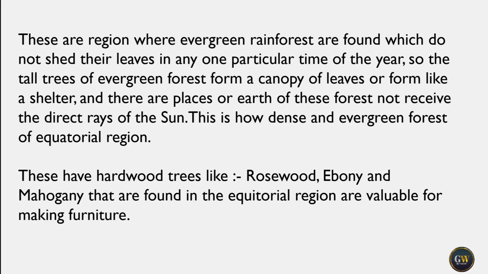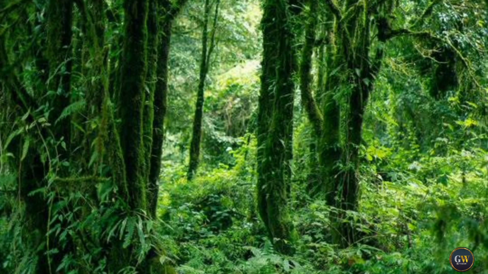These are the regions where evergreen rainforests are found which do not shed their leaves in any one particular time of the year. So they are so dense, and these tall trees of evergreen forest form a canopy of leaves or form a shelter, and there are places on earth where these forests do not receive the direct rays of the sun. This is how dense the evergreen forest of the equatorial region is.